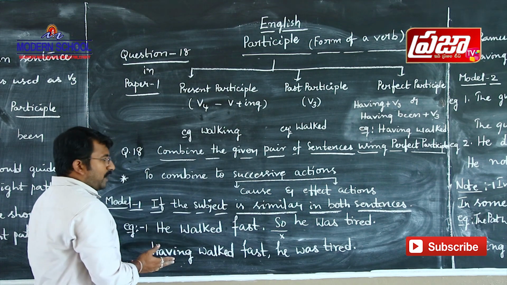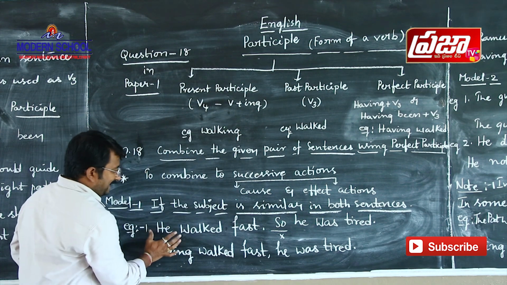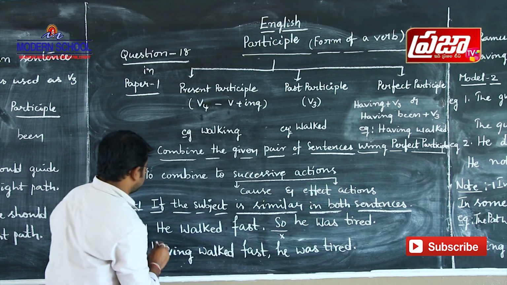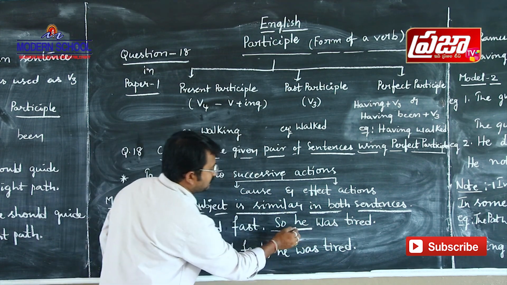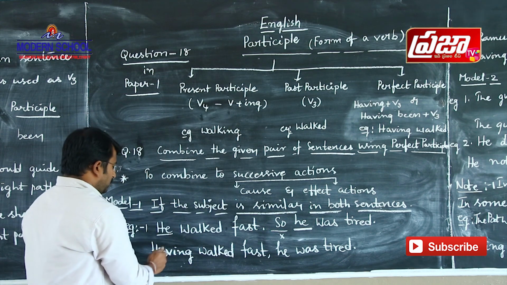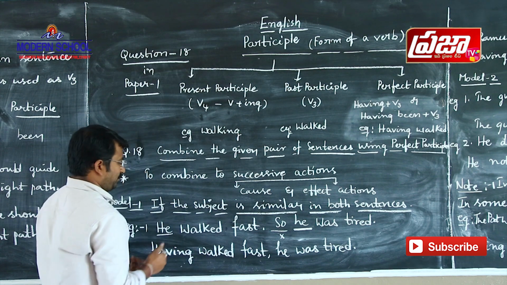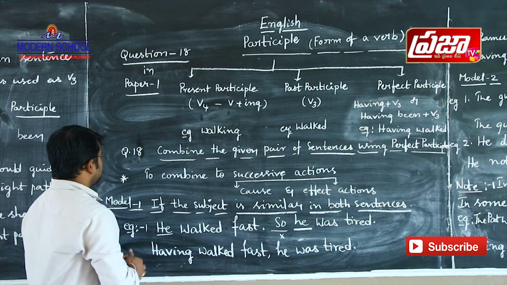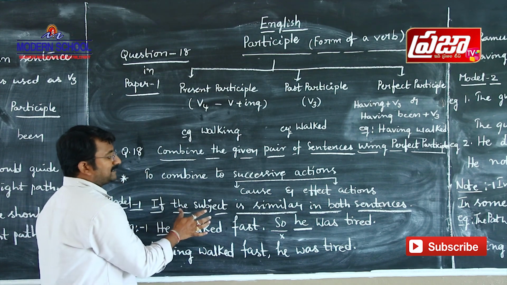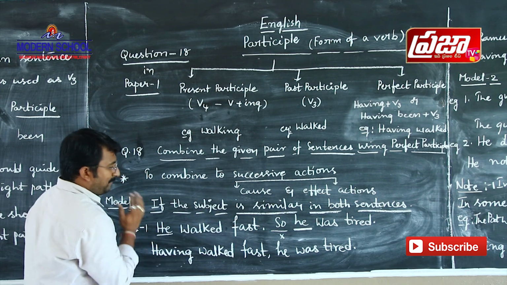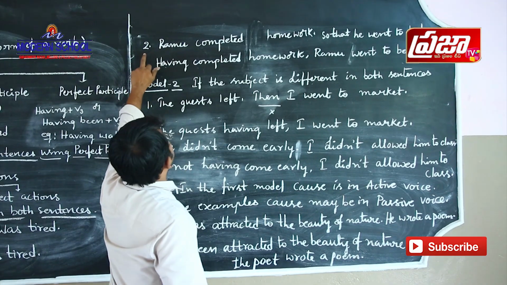Okay, the first thing we have to remember is, see here in this first sentence and in this second sentence, the subject is same. So, we have to combine these two sentences in such a way. The first model is, if the subject is similar in both sentences, we have to combine like this.